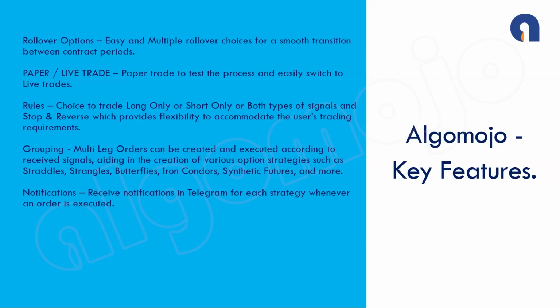Now, you can set Telegram alerts to be received. So whenever there's a signal generated and an order executed, you can get a Telegram notification. So you need not be present in front of your system to know whether a signal has been generated or an order has been executed.